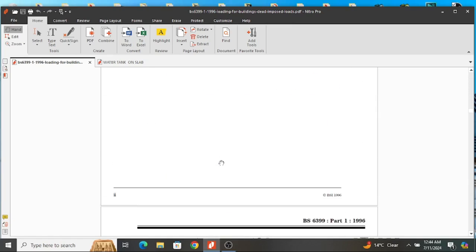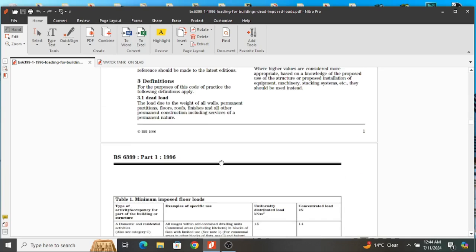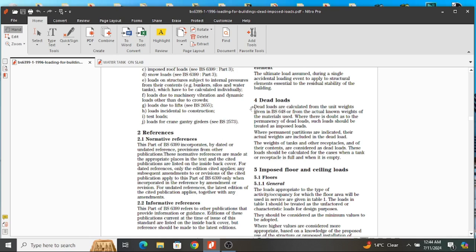And I'm going to read the section on dead loads. Dead loads are calculated from the unit weights given in that or from the actual known weights of the materials used. Where there is doubt as to the permanency of dead loads, such loads should be treated as imposed loads. When permanent partitions are indicated, the actual weights are included in the dead load.